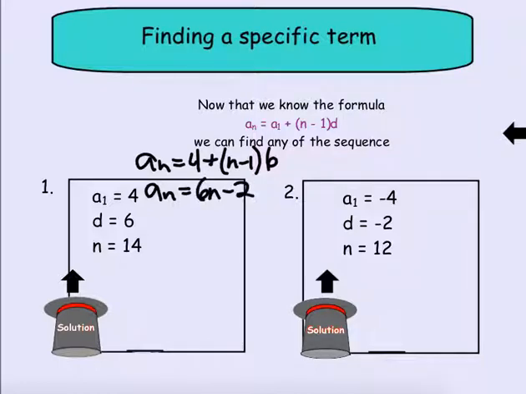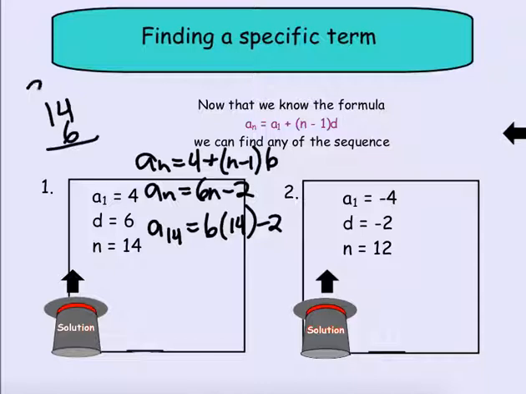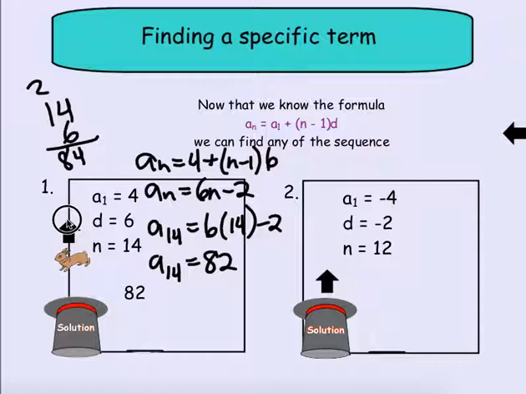That is my formula. If I want my 14th term, that means I need to do a sub 14 is 6 times 14 minus 2. So I do 14 times 6, which is 84. So a sub 14 is 84 minus 2, which is 82. Let's see if we're right by pulling this rabbit out of the hat. And we are correct. We get 82.